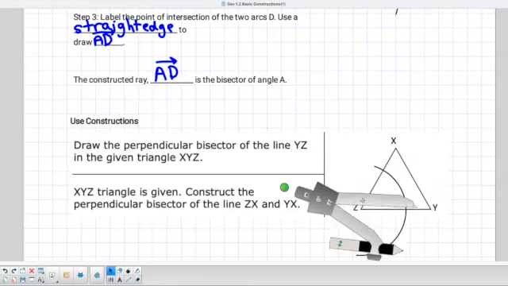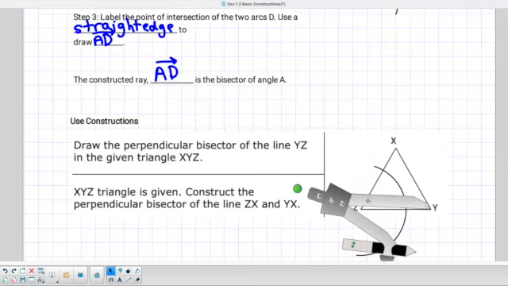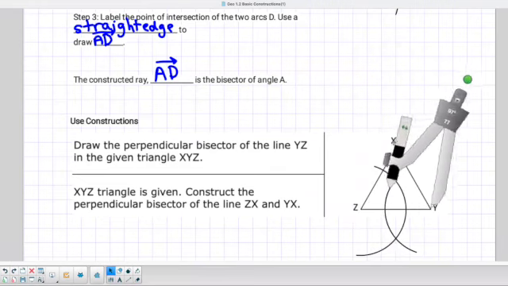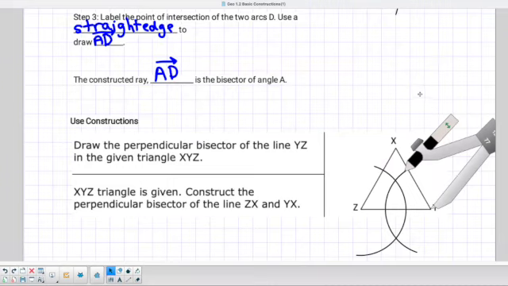Now I'm going to move the compass over to point Y. And I didn't change the setting. The pencil is still the same width. And I draw an arc from point Y. The next thing that we have to do to draw that perpendicular bisector is to draw a line through those points. So with your straight edge, draw a line through those points.